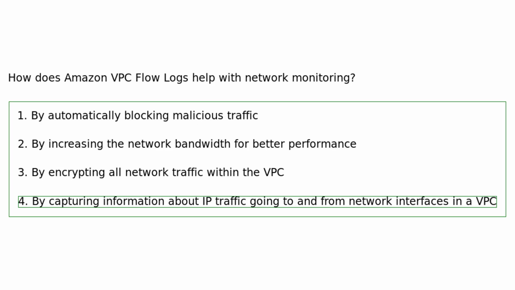Amazon VPC flow logs help with network monitoring by capturing information about IP traffic going to and from network interfaces in a VPC, providing visibility into network traffic patterns and aiding in troubleshooting and security analysis.